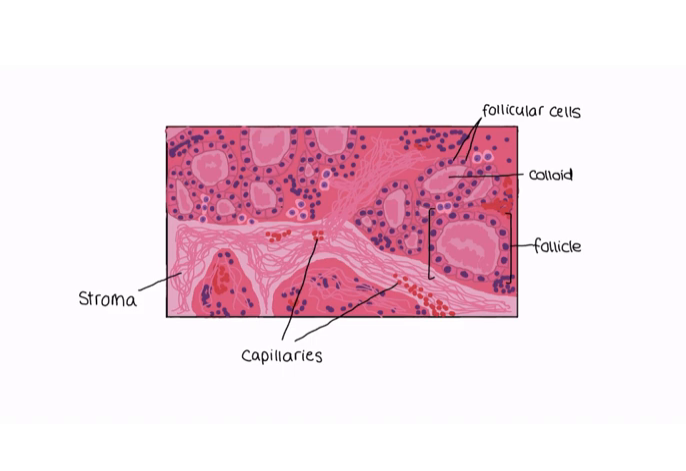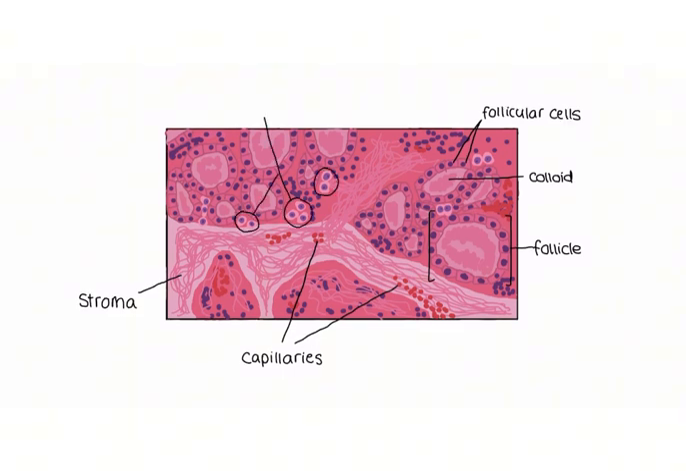The second type of cells are the parafollicular or C cells. They are located between the follicles and they are not in contact with the colloid. They are much less in number compared to the follicular cells, and they produce the hormone calcitonin. C cells, calcitonin cells, did you get it?